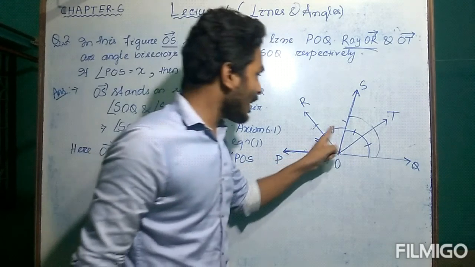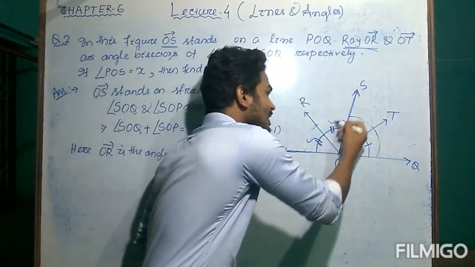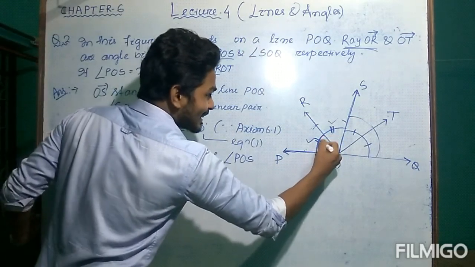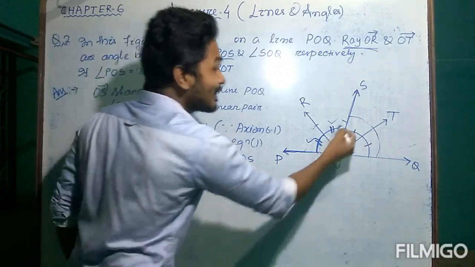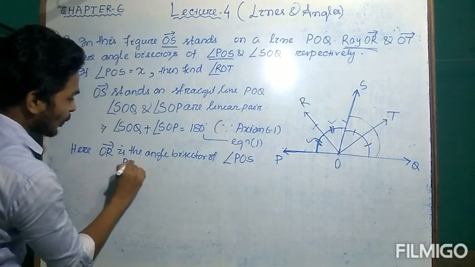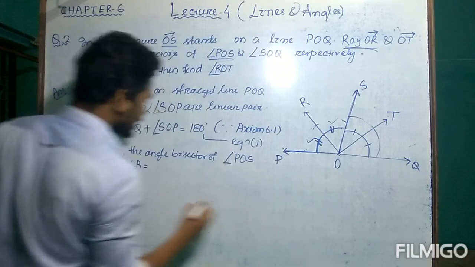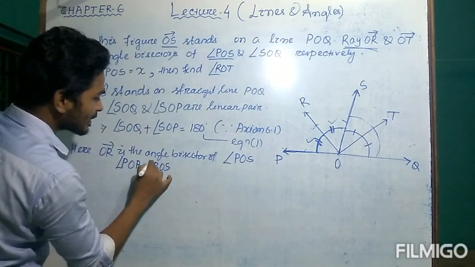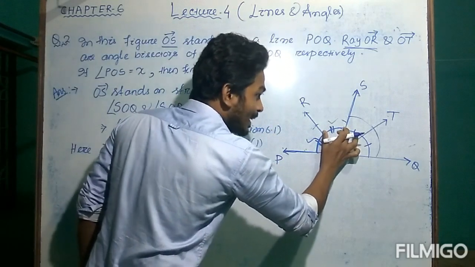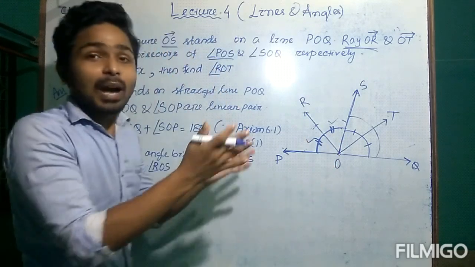So it must divide this total angle into two equal halves. This is one half, this is another half. Okay. So you can write this half is equal to this half. Okay. So POR is equal to ROS. Understood? And you can write this half is equal to half of the total angle, and this half is equal to half of the total angle.